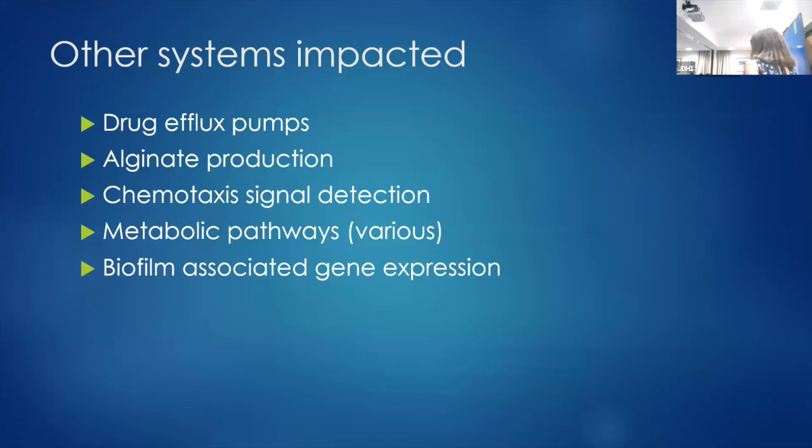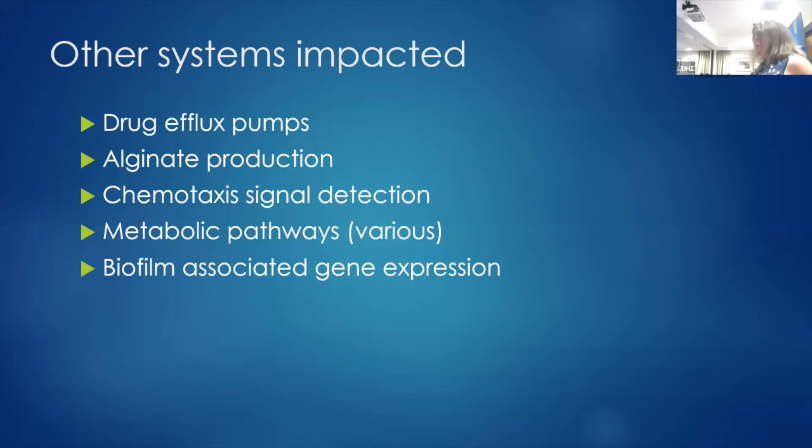What did we find? We found upregulation of efflux pumps. We found upregulation of alginate production. So far, we're talking about virulence factors encoded on the Pseudomonas. We saw differences in chemotaxis signal transmission. Now, we'd seen that in E. coli too. We saw lots of different metabolic pathway changes. And we saw biofilm-associated gene expression change.